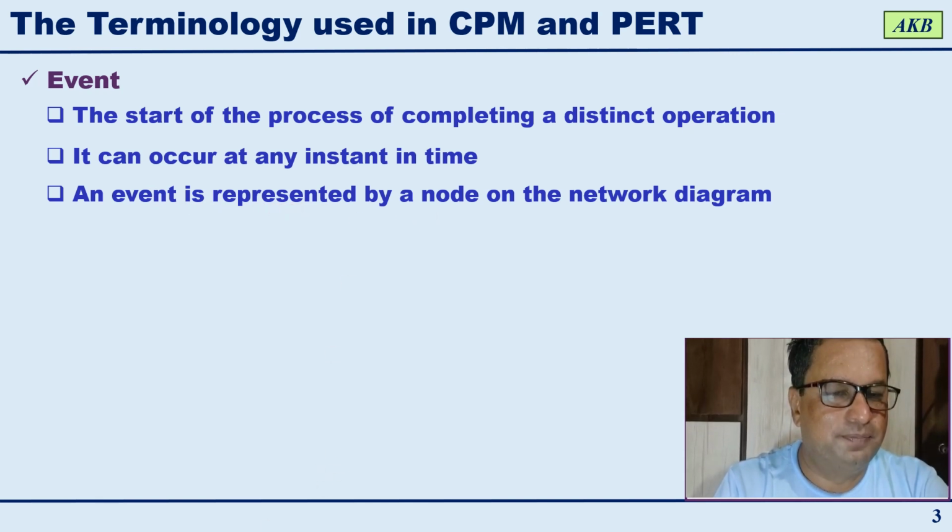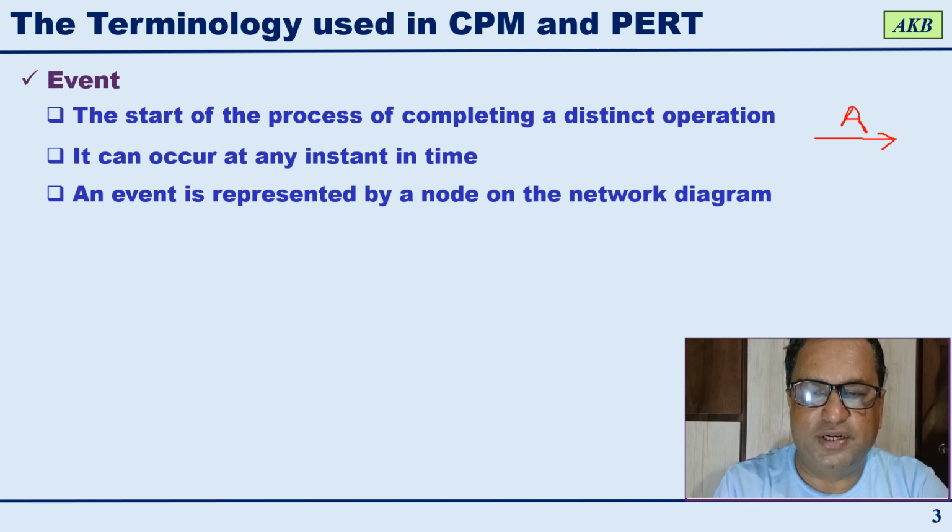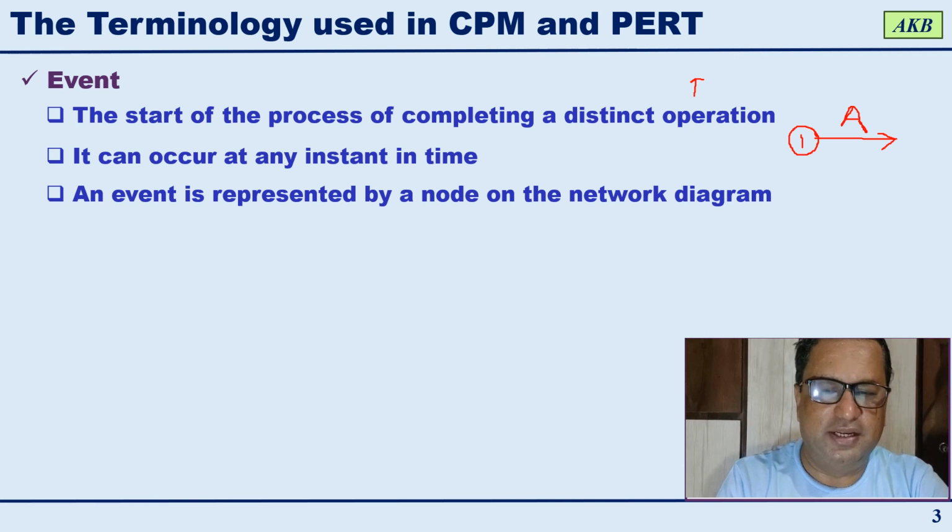For example, if the first activity in the project is, let us say, activity A, then as per the definition of event, an event is nothing but the start of the process of completing a distinct operation. Operation is nothing but an activity. So the process of completing activity A starts over here, and we are going to represent it by a node, and that node will represent an event.